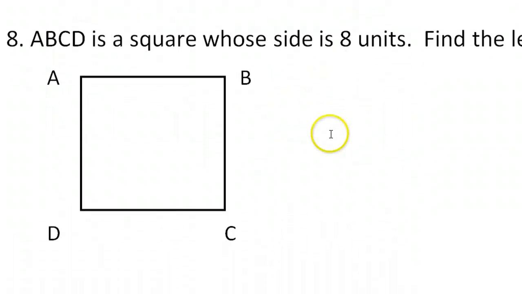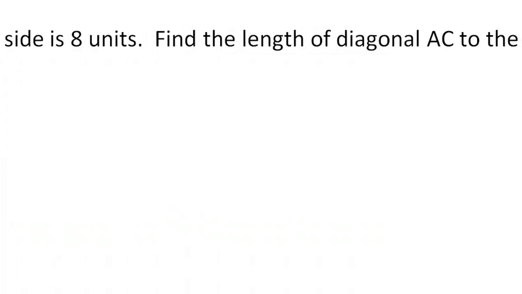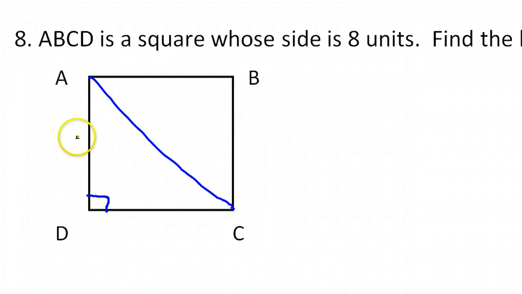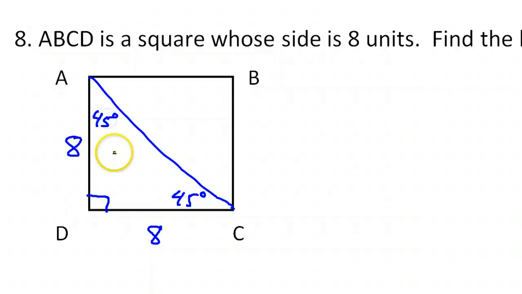Alright, number 8. ABCD is a square whose side is 8 units. Find the length of diagonal AC to the nearest tenth. Okay, diagonal AC is this right here. And they already told us that this is a square, so these two sides are the same. That tells me that this is a 45-degree triangle, because it's half a square. It was 90 degrees, so split that down the middle, you get 45 degrees.